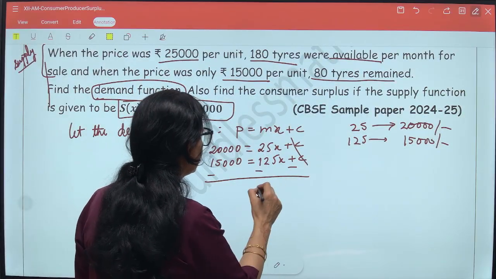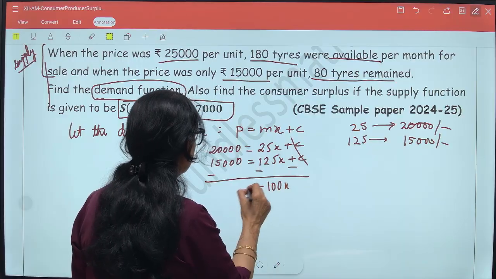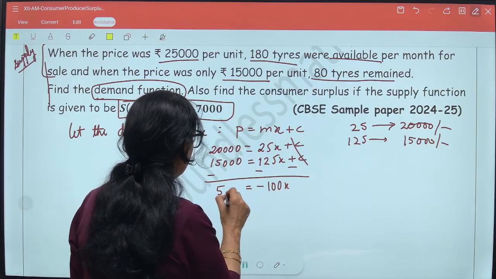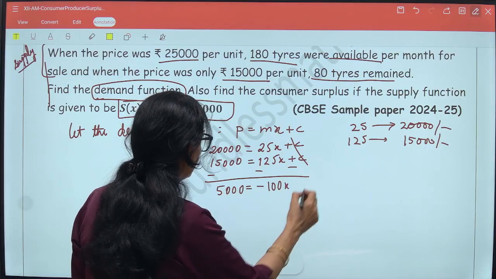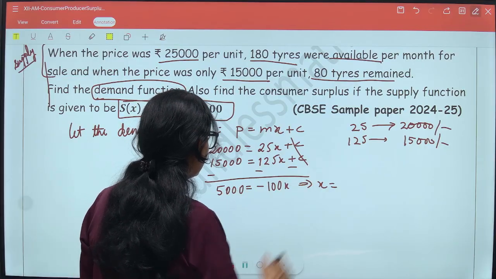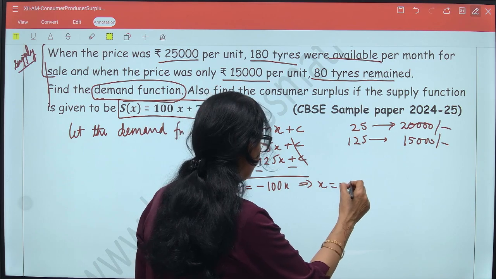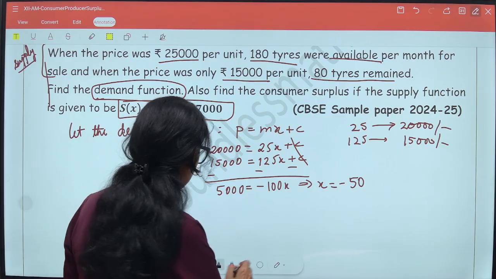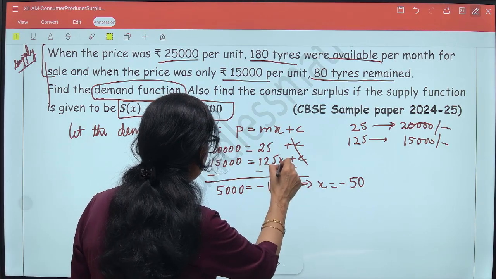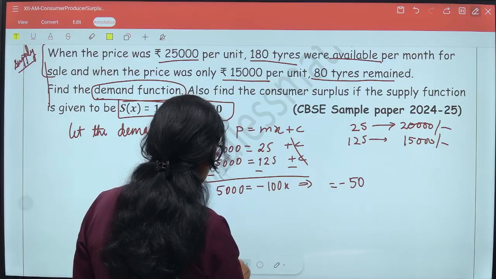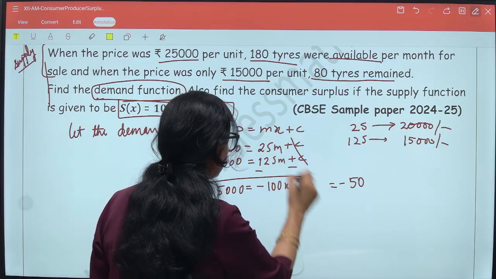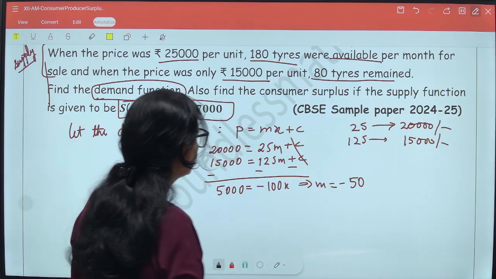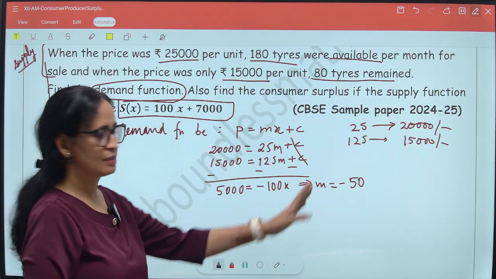C goes away, it is minus 100x, and this is 5,000. So that means the value of x is minus 50. It should be m here, not x. So the value of m comes out to be minus 50. Slope for the demand curve, it is negative, right?